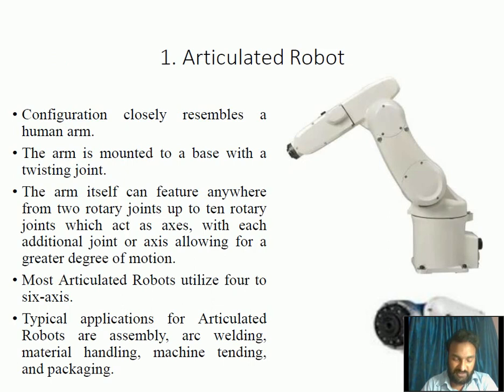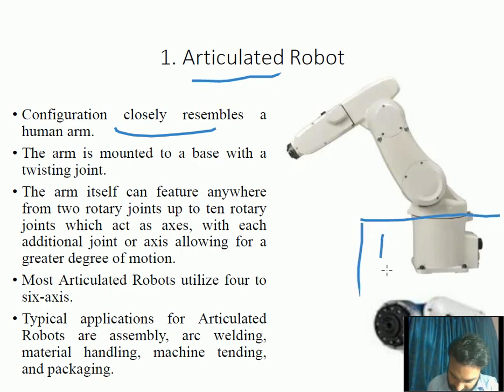So here is the articulated robot. Articulated means like the human arm. See this, this one is my body, so up to this it becomes link 0. From here the arm starts.